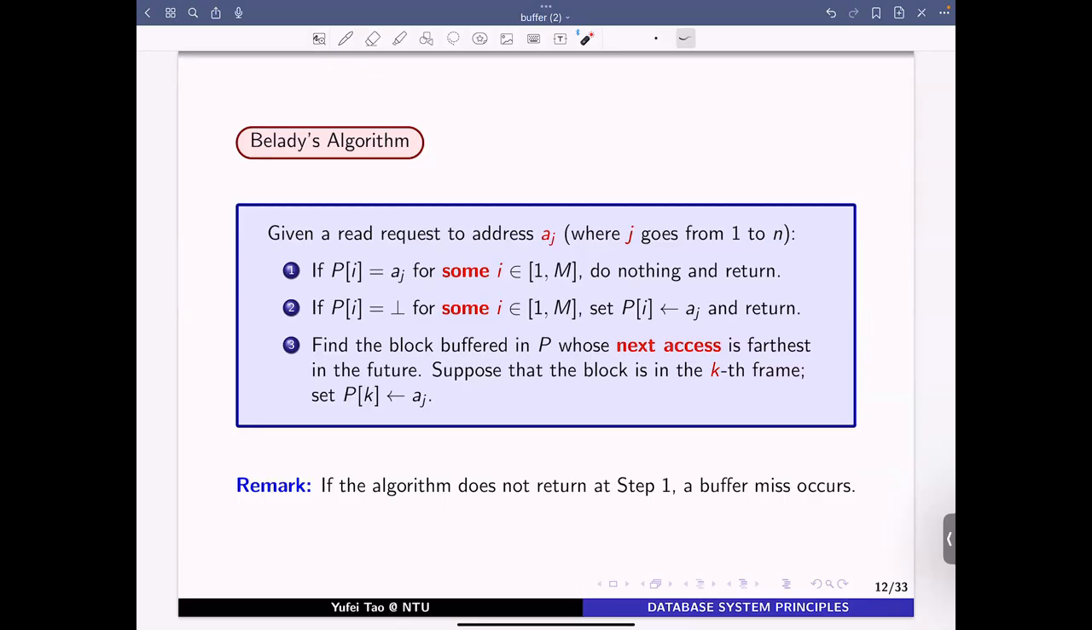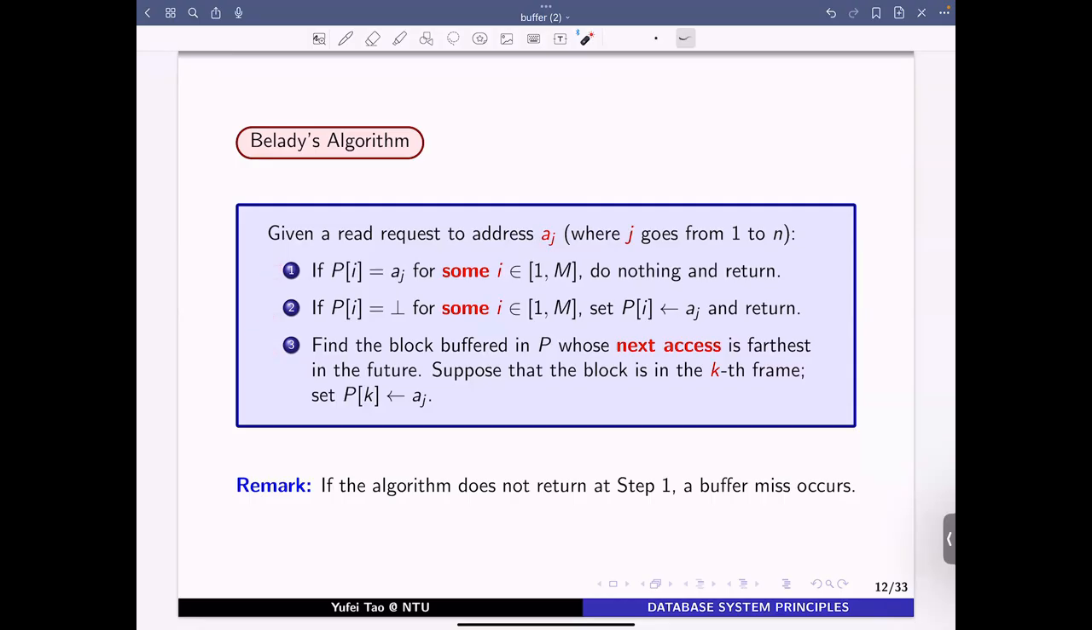We are given the requests one by one. We start with A1 and serve it, and then we're given A2, A3, and so on. Let's consider the general situation. We have already served a number of requests, and now we have to serve the next one, AJ, for some J. The algorithm has only three steps.